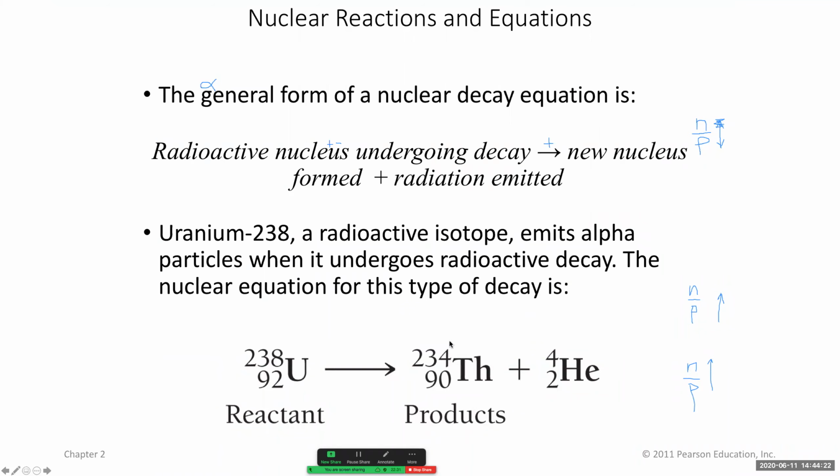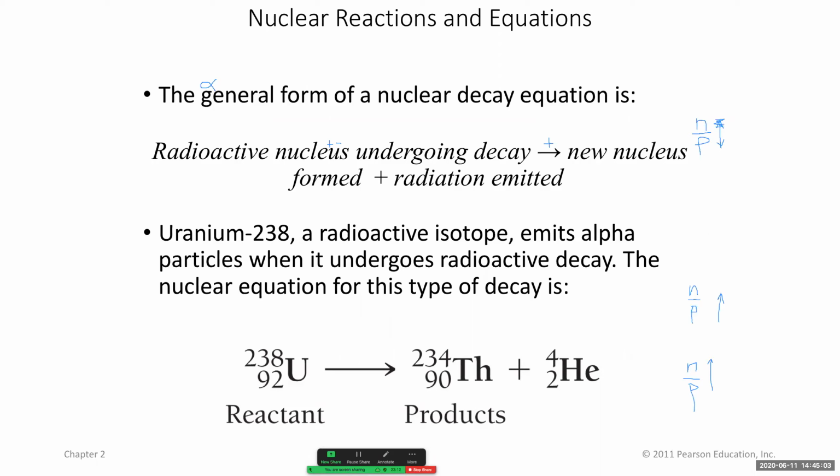It's still up there. So let's look at nuclear reactions and nuclear equations. The general form of a nuclear decay equation is you have a radioactive nucleus undergoing decay. So you have a radioactive nucleus and then a reaction arrow. It goes to a new nucleus plus the radiation emitted. If you're reading a sentence that describes a nuclear event and it says that radiation is emitted or radiation is formed, that's a decay event.